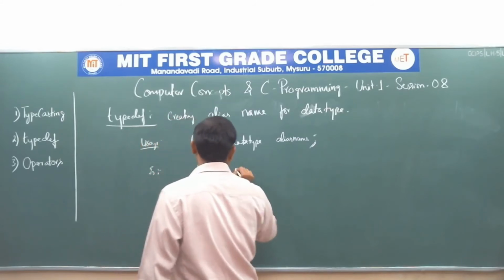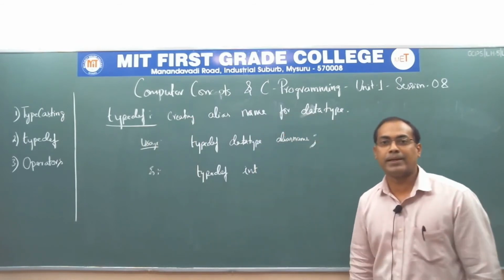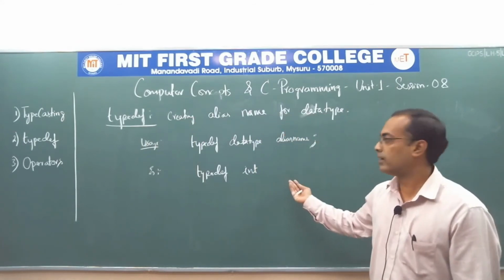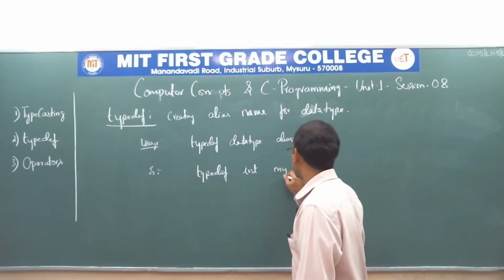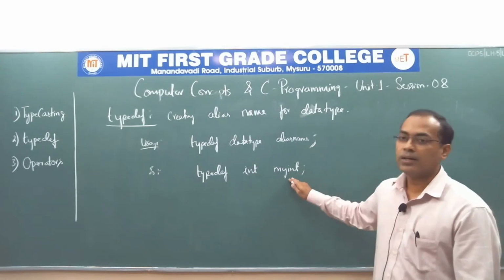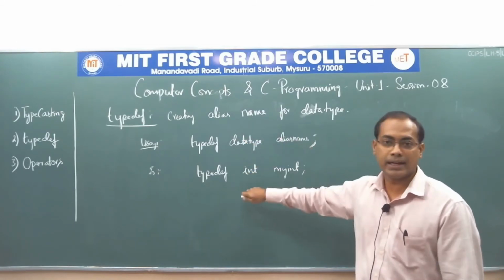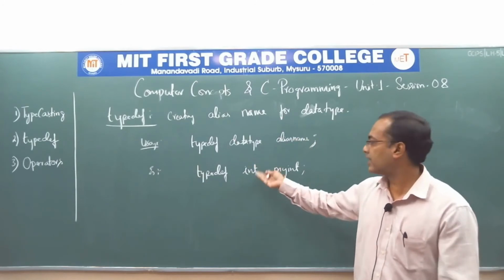Typedef int. Int is an example for primary data type. Let's give it another name. I will give it as myint. Okay, so myint is an alias name for int. That means if you call myint it is int only; if you call int, obviously its name is int.